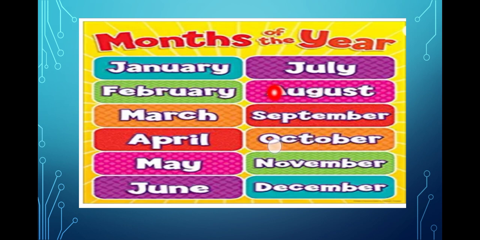Now, if the question comes how many months are there in a year, what are you going to write? There are 12 months in a year. So 1 week has got how many days? 1 week has got 7 days.